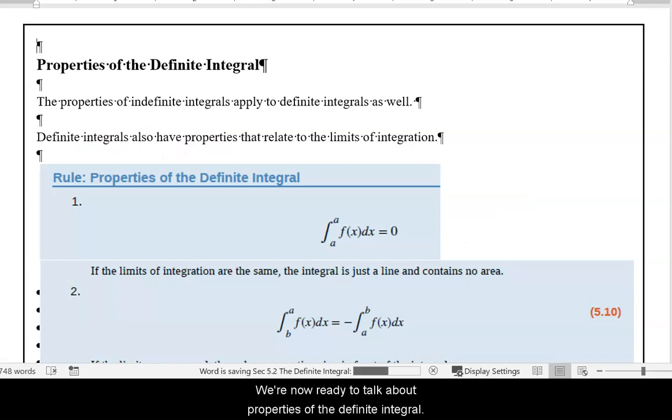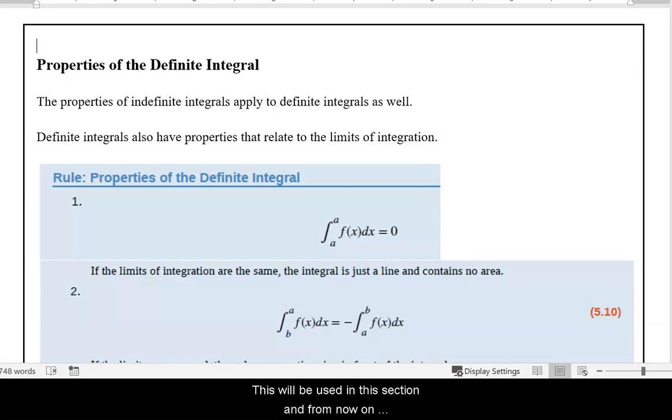We're now ready to talk about properties of the definite integral. Let's talk about some of the properties of the definite integral. These will be used in this section and from now on throughout all of calculus and differential equations and even linear algebra in order to evaluate definite integrals. Some of these are similar to the properties of indefinite integrals. The properties of indefinite integrals do apply to definite integrals as well, but the definite integrals have properties that don't relate to indefinite integrals due to their limits of integration.